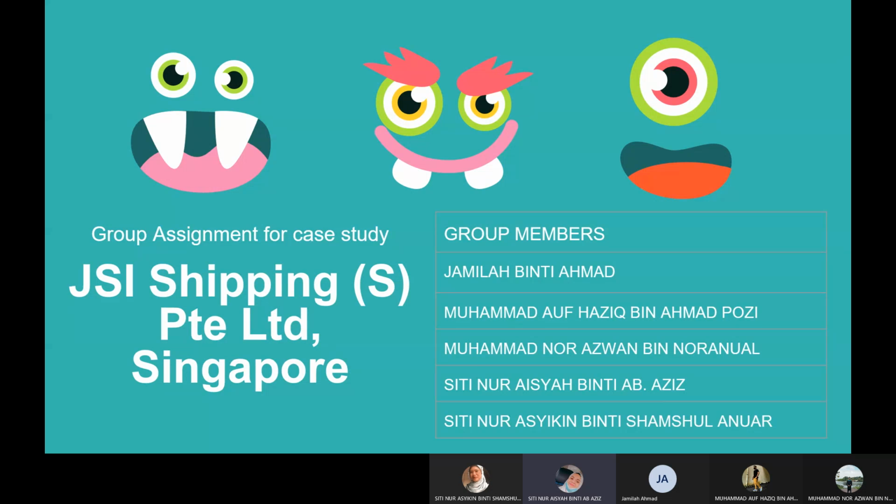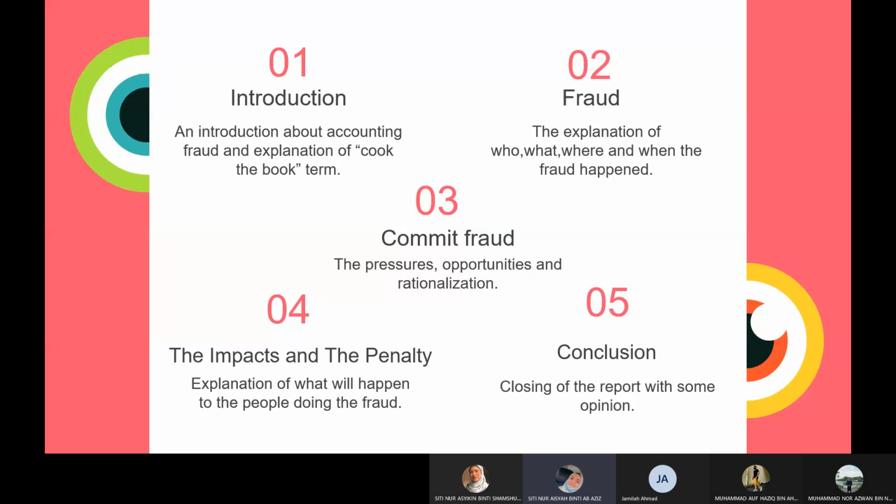We will present the topic about JSI Shipping Pte Ltd Singapore. This slide will explain the introduction, the fraud committed, the impact and the penalty, and the conclusion.